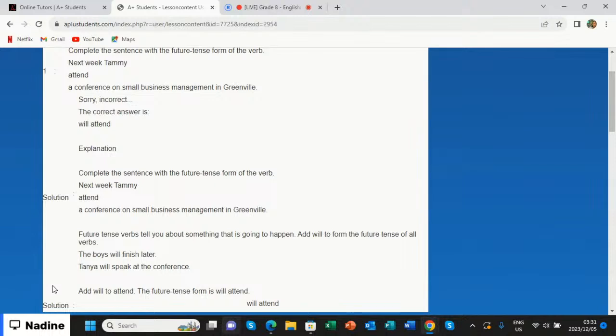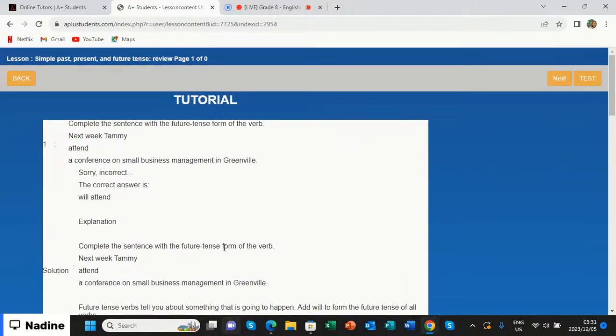If we look at an example of the future tense, it says Tanya will speak at the conference, right? Which means that will shows the future tense. So they will speak at the conference.